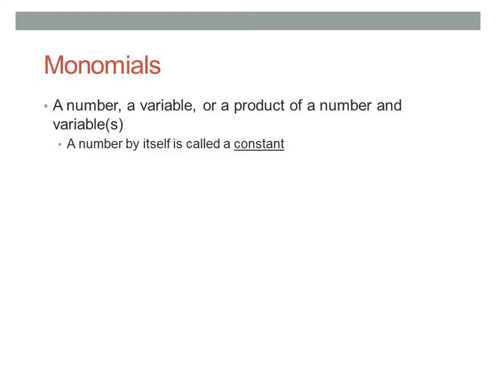So first of all, let's start with the definition of a monomial. It is a number, a variable, or a product of numbers and variables. Then a number by itself, remember, is called a constant. So it can be a number, like 6 is a monomial. It could be a variable, or it could be a product of numbers and variables. And so these would all be monomials. These are three different examples of monomials. What a monomial is not going to have is any addition or subtraction signs, because then you'd have two terms. So each one of these in itself is one term, and that's what makes it a monomial.